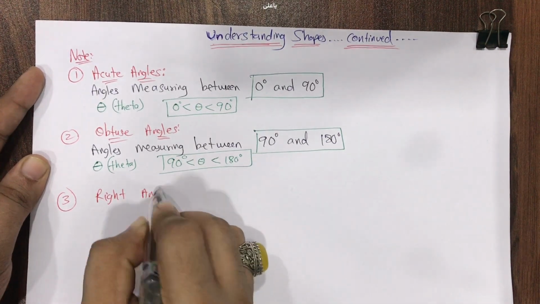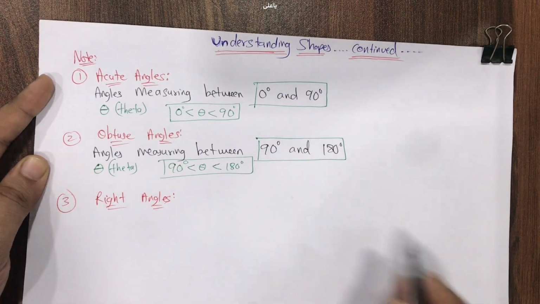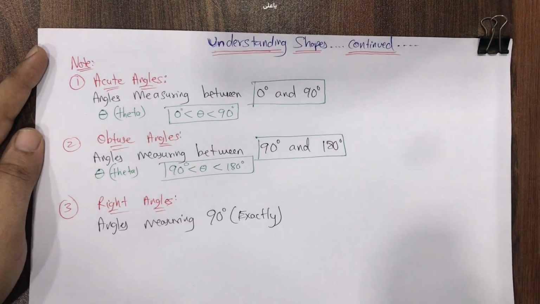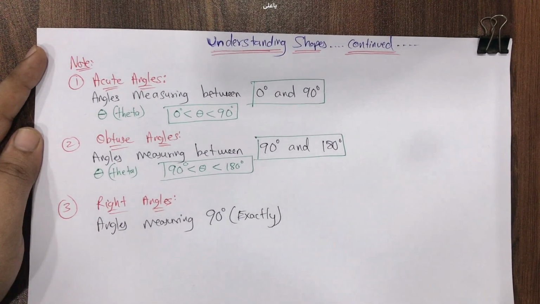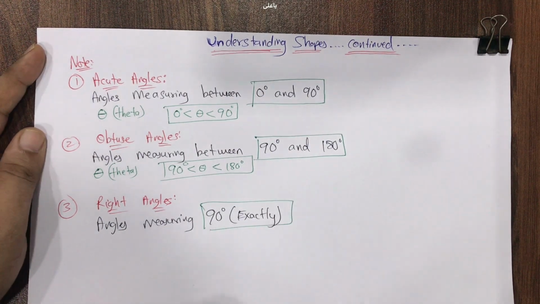right angle. What are right angles, students? Angles measuring exactly 90 degree are called right angles.